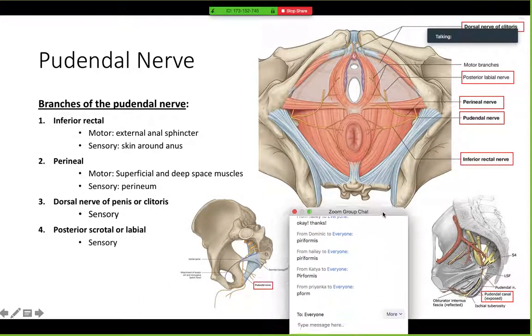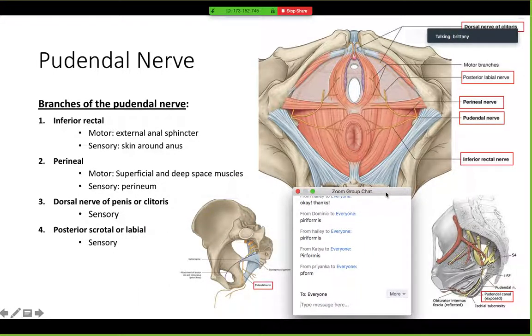All right, so pudendal nerve is very important. The pudendal has 4 different branches. The most important one, and the one you're most likely to be asked about, is the inferior rectal nerve. So branching off the pudendal is the inferior rectal, supplying the external motor innervation to the external anal sphincter, and then sensory innervation to the skin around the anus.